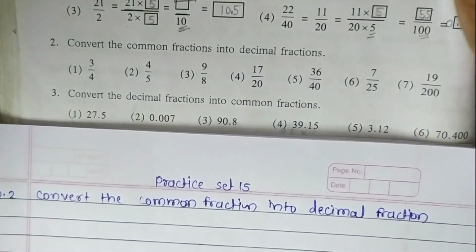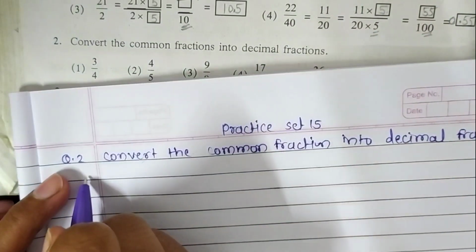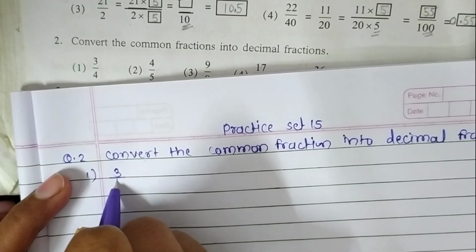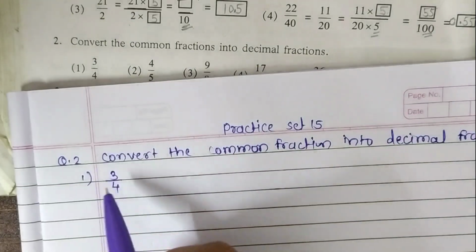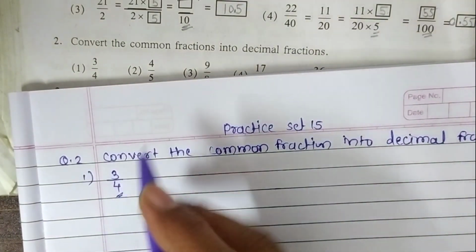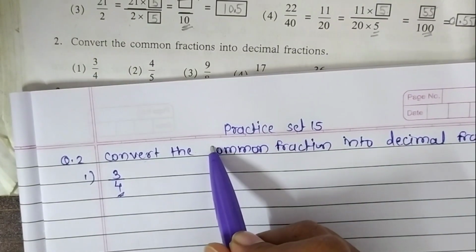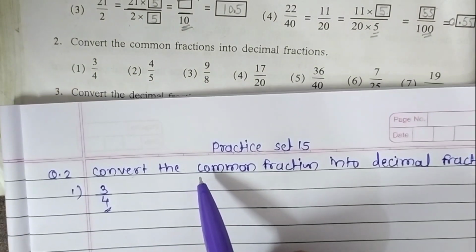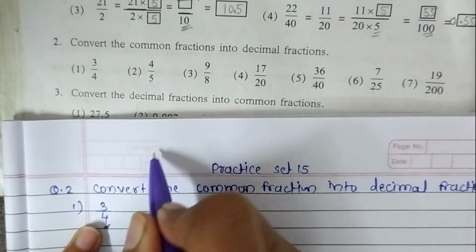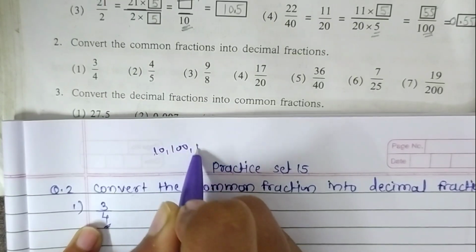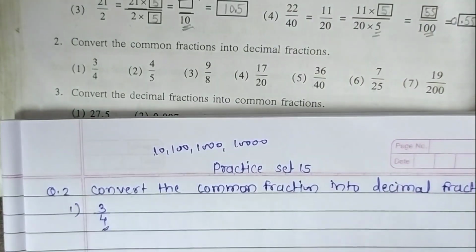The first question is 3 upon 4. So look here, the denominator is 4 and the numerator is 3. For converting a common fraction into a decimal fraction, we have to make the denominator 10, 100, 1000, 10,000, like this.